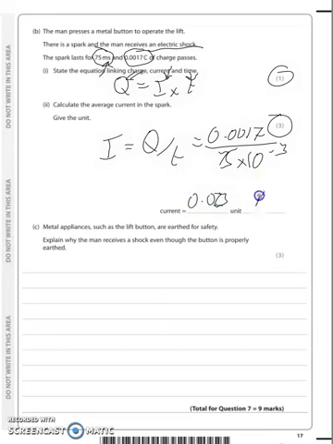And then I should get 0.17, and the correct unit is amps. Lots to do there for the 3 marks. So we've got rearranging, we've got making sure we're using milliseconds, and then we're getting the right unit.